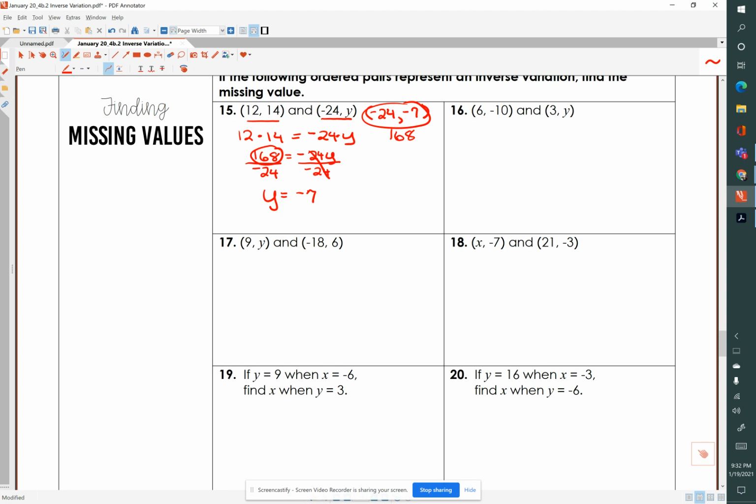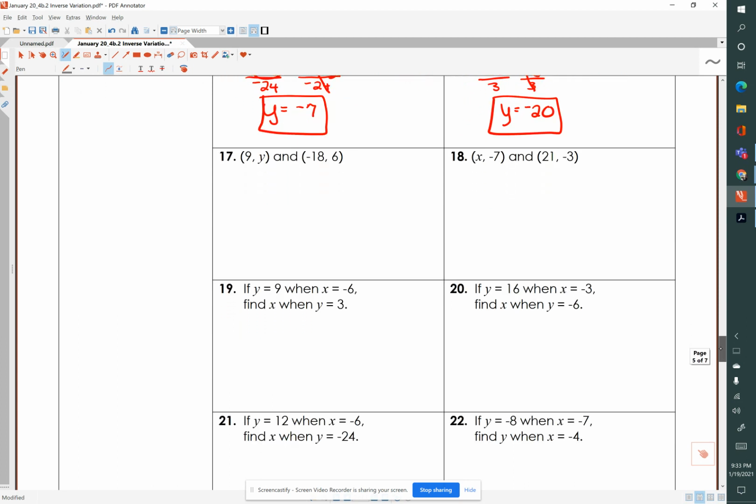So number 16, 6 times negative 10 should equal 3y. So negative 60 equals 3y. Divide both sides by 3, and y equals negative 20. Super easy. Let's box our answers. And why don't you try 17 through 22 and come back.